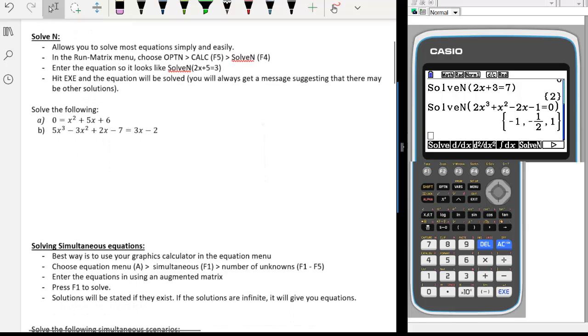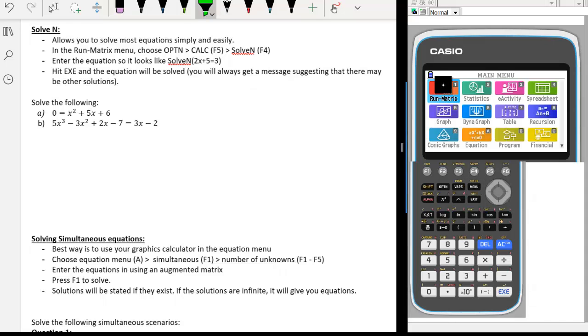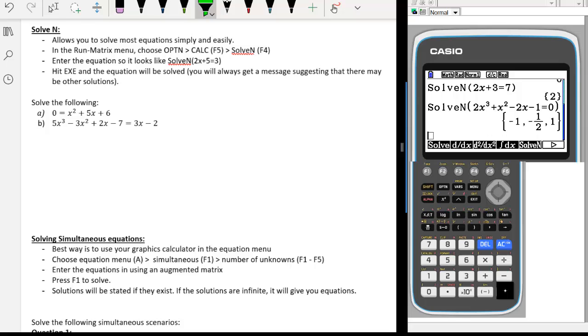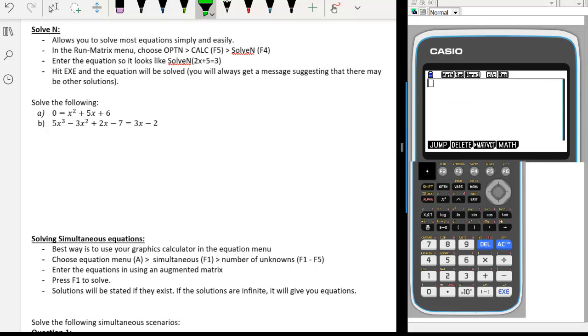Okay, so if we scroll down and we start with solve_n, obviously the whole idea of using solve_n is that we can solve most equations simply, and it's really easy to do because we just do it straight in our run matrix menu. In order to do that, we want to go into our menu, choose run matrix, so exe there. If we want to, we can delete everything off this page. So F2, delete everything, and we're starting from fresh.